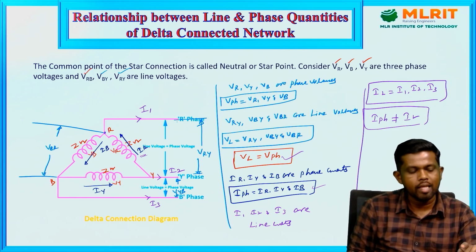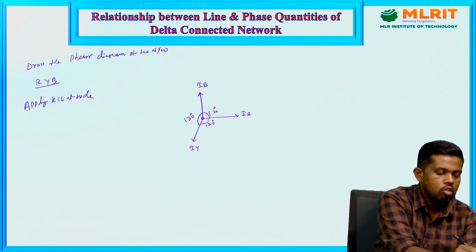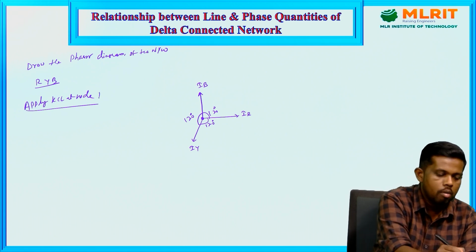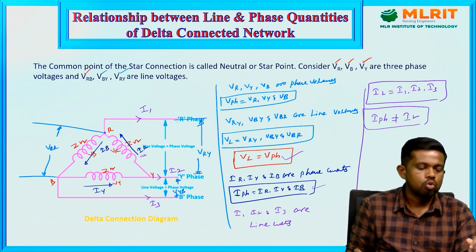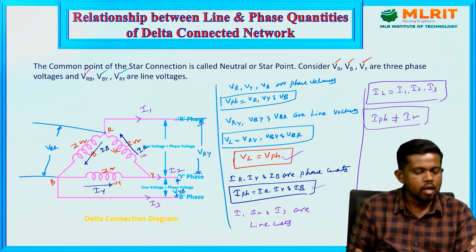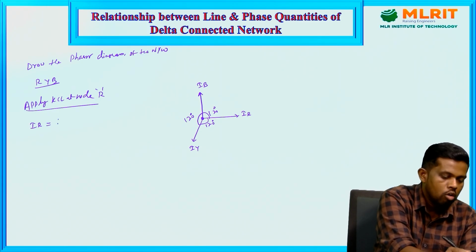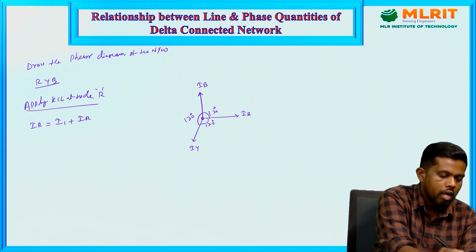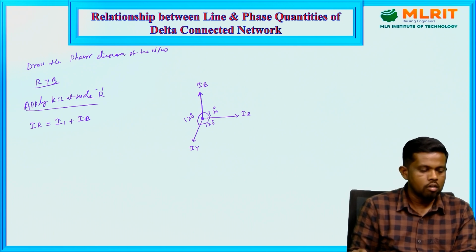To get the relationship between the line and phase quantities, we need to apply Kirchhoff's current law, KCL, at a node point. At any node point we will get the same thing. First I take node R. At this node, the only incoming current is IR, and the remaining two currents are outgoing. Therefore IR equals I1 plus IB, according to the phase and line quantities.